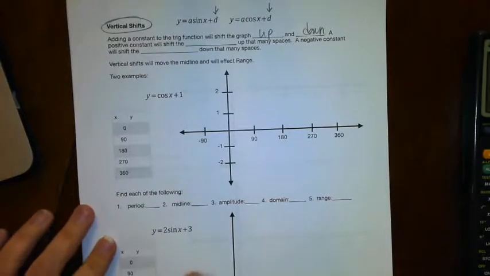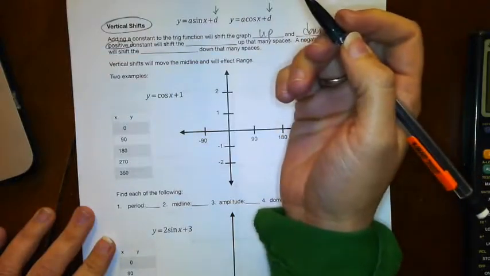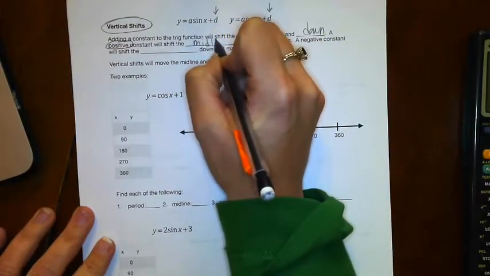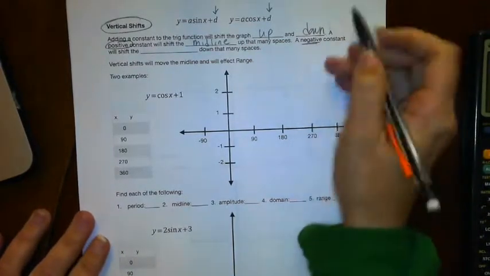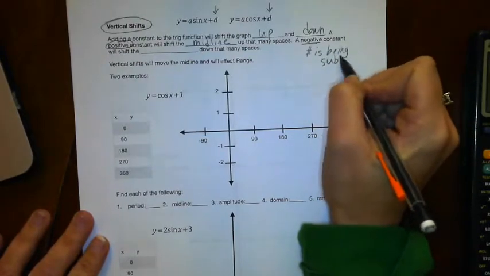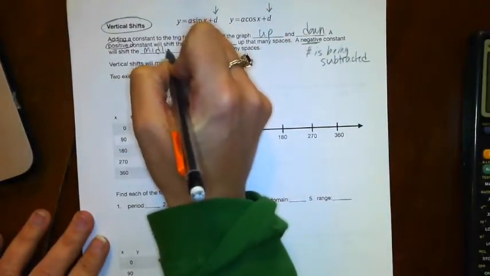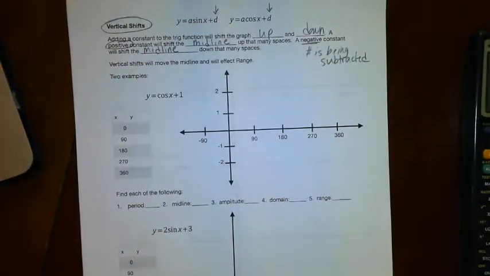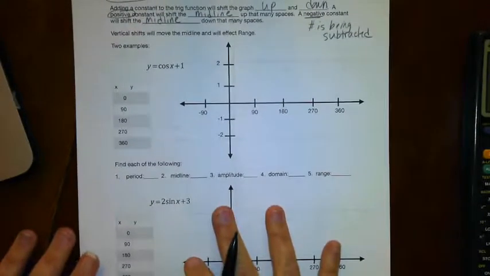A positive constant, so if the number is positive or if you're adding, will shift the midline up that many spaces. A negative constant, or if the number is being subtracted, will shift the midline and every other point, but I like to focus on the midline, down that many spaces. Vertical shifts will move the midline and will affect the range. So here are two examples that we're going to work on together.